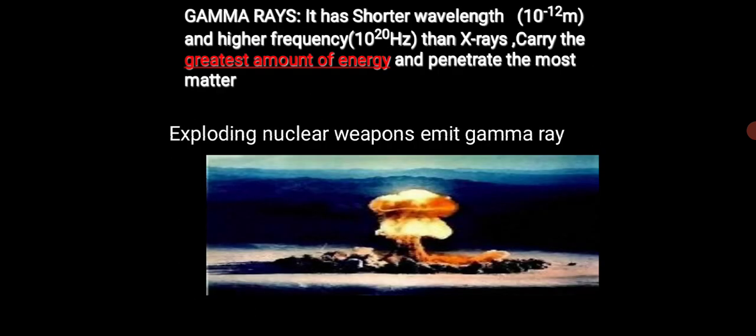Then gamma rays. They have shorter wavelength, 10^-12 meter, and higher frequency, 10^20 hertz, than X-rays. They carry the greatest amount of energy and penetrate most matter. Exploding nuclear weapons emit gamma rays, which are used for destroying a particular area of a nation.